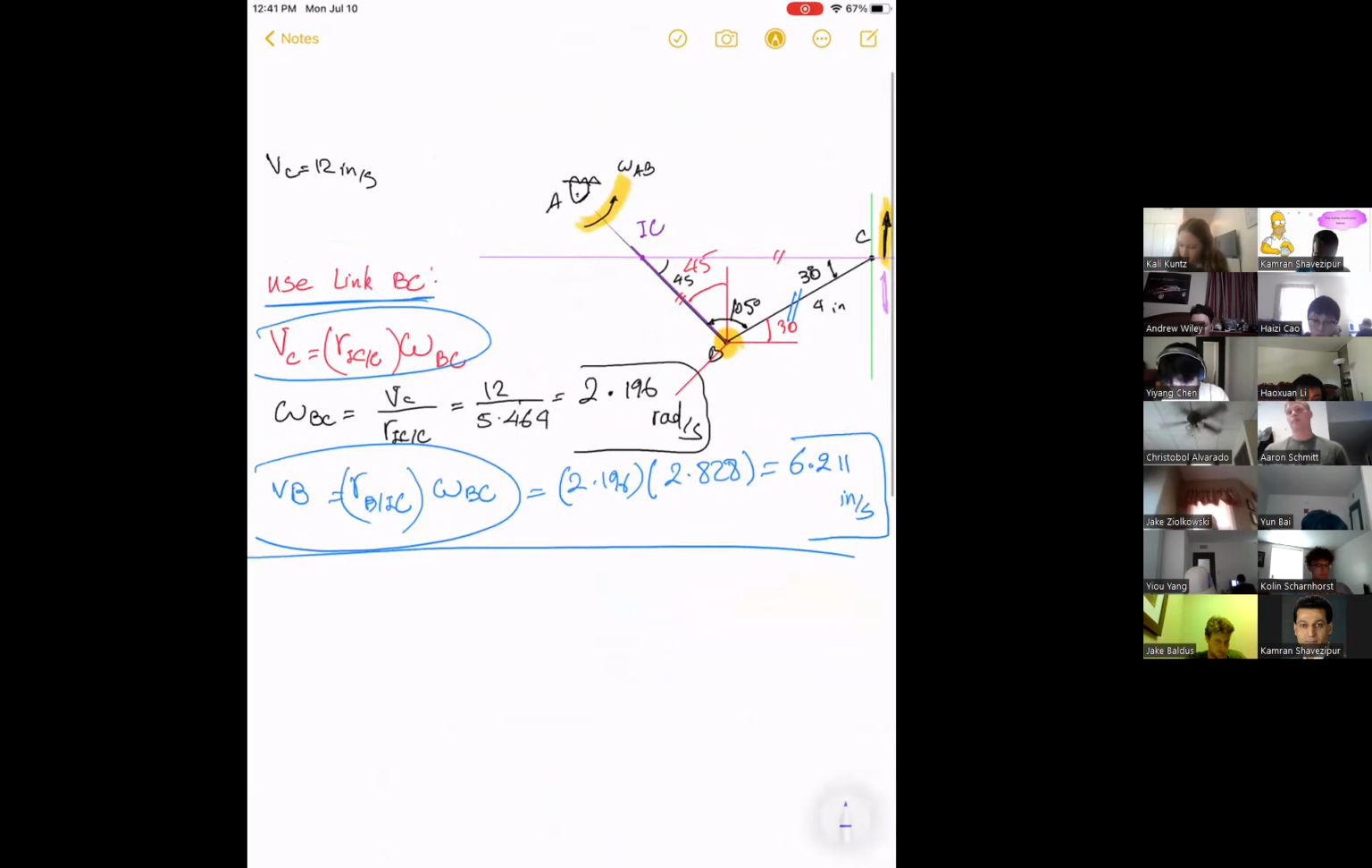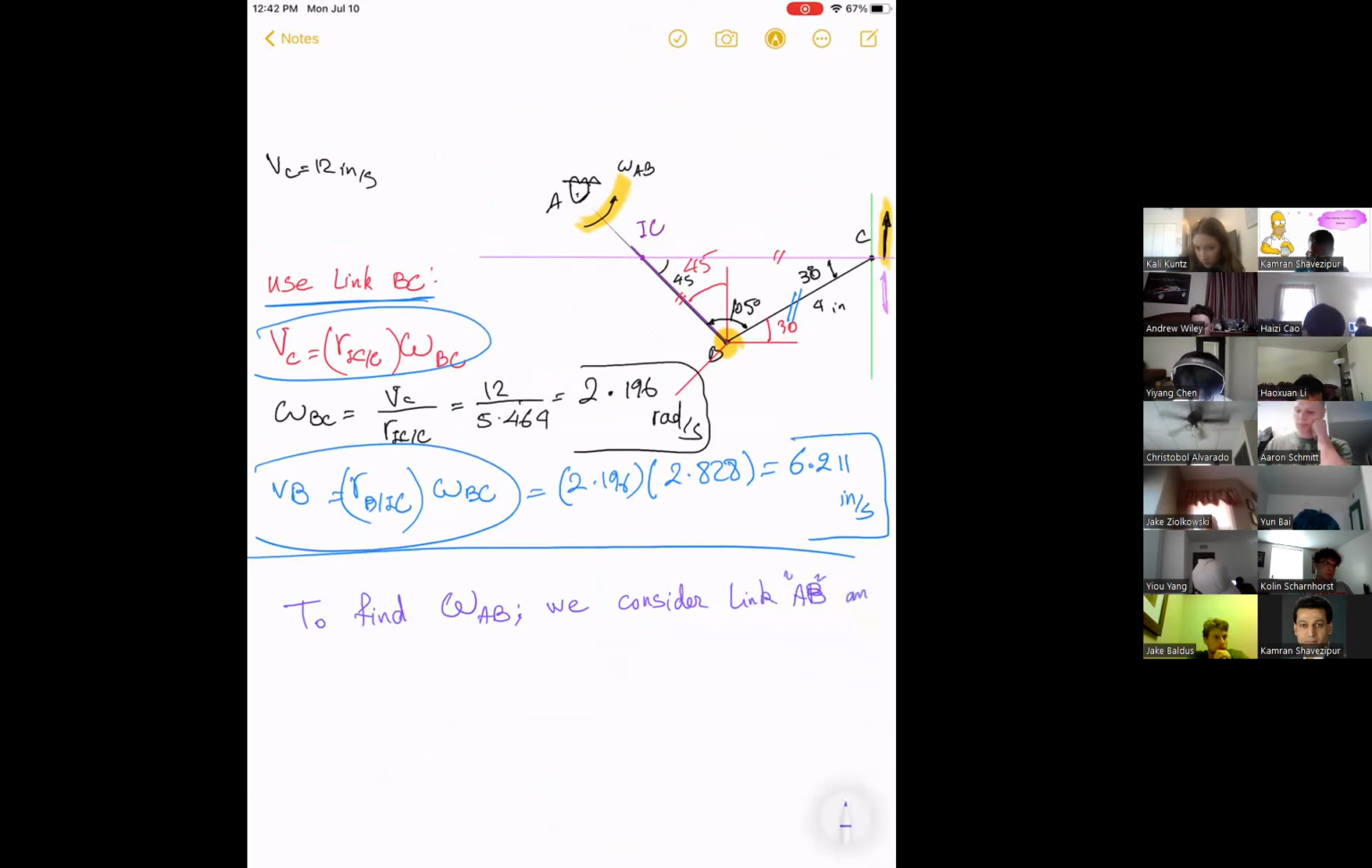How do I get omega AB? To find omega AB, which is for link AB, I have to analyze link AB. We consider link AB and the point that I have some information about, point B. Remember, the whole purpose of finding the velocity of B was to be able to use it for link AB.